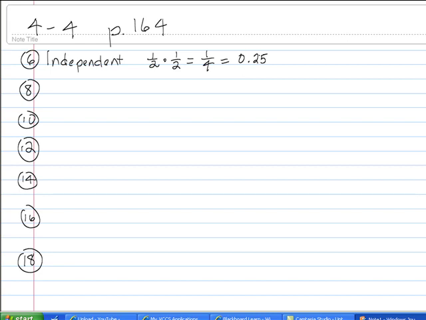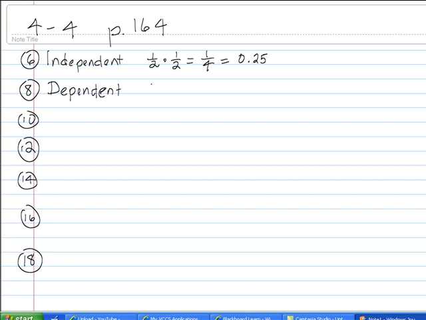Okay, number 8. When a day of the week is randomly selected, it is a Saturday. And B, when a second different day of the week is randomly selected, it is a Monday. So in this case, they would be dependent simply because we're selecting a different day. So it's kind of like the idea of no replacement.